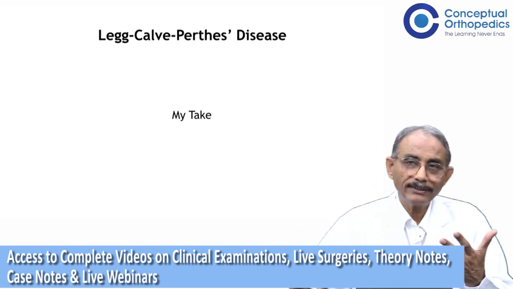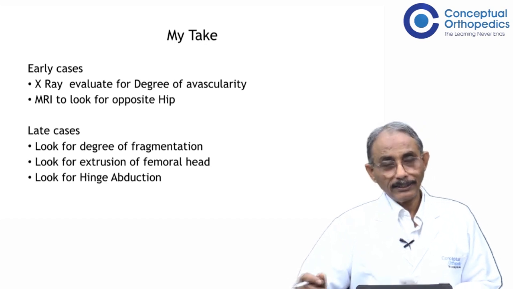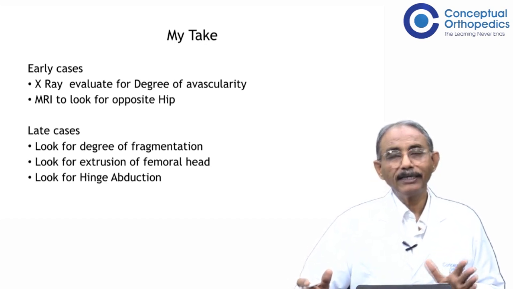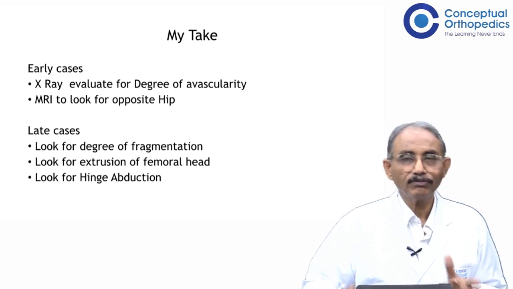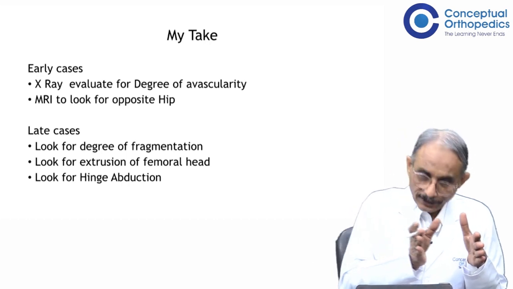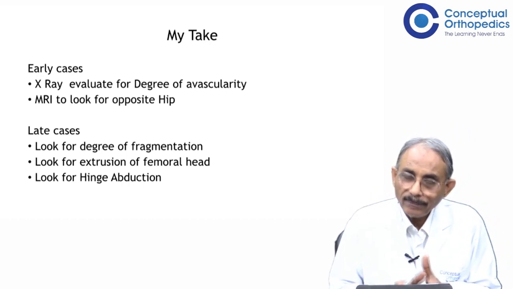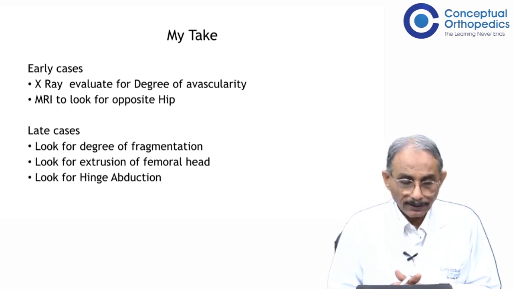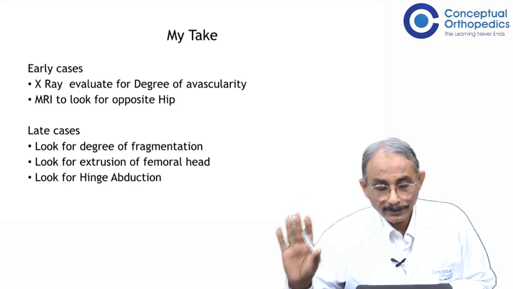So how do I decide in a given case of Perthes disease? I look at the child clinically. I know the age of the child. I look at the range of movement. Is there a free range of movement? Though there is a restriction of abduction, it's not a total restriction. There is no clinical evidence of hinge abduction in this child. I look at the X-ray, and see the degree of avascularity.